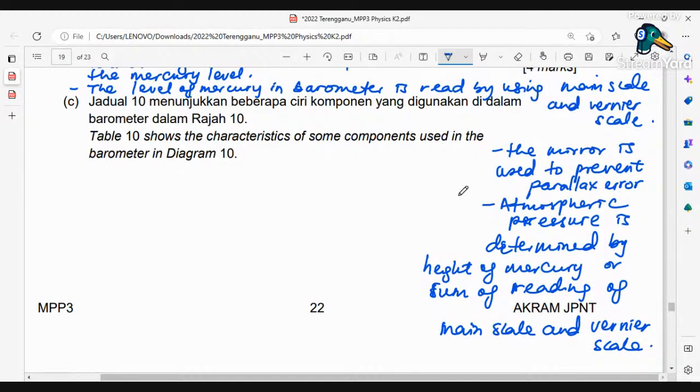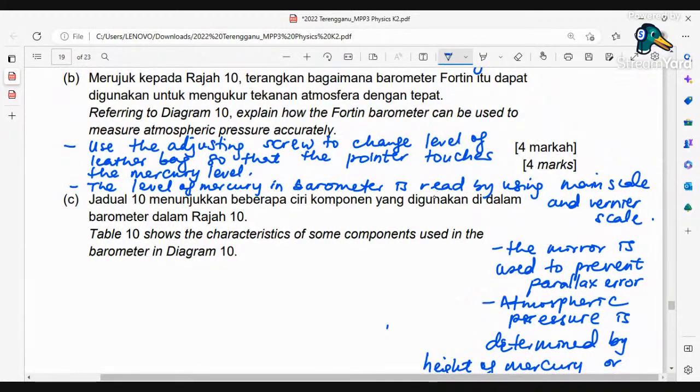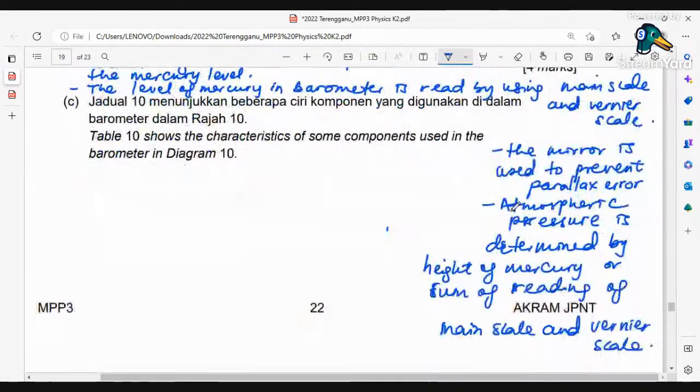Okay, we read again the question. How to explain this Fortin barometer to measure atmospheric pressure. Use the adjusting screw to change level of leather bag so that the ivory pointer touches the mercury level. The level of mercury in barometer is read by using main scale and vernier scale. The mirror is used to prevent parallax error. Atmospheric pressure is determined by height of mercury or sum of reading of main scale and vernier scale. Okay.